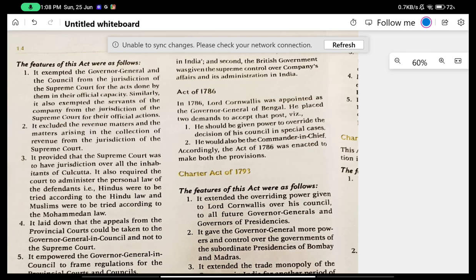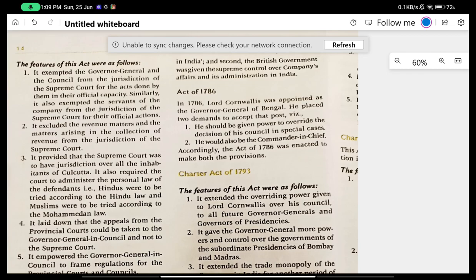Third point is, and this is one of the main points again, it extended the company's trade monopoly in India for another 20 years. Okay, so through this act they extended the company's trade monopoly. So up even until now, no other British company can trade in India.